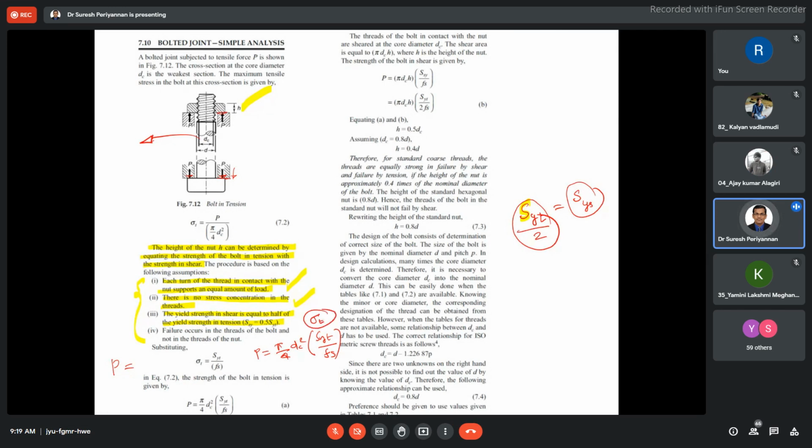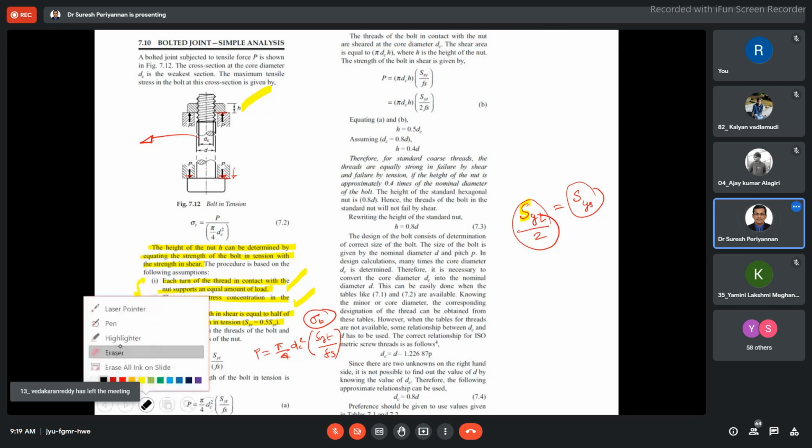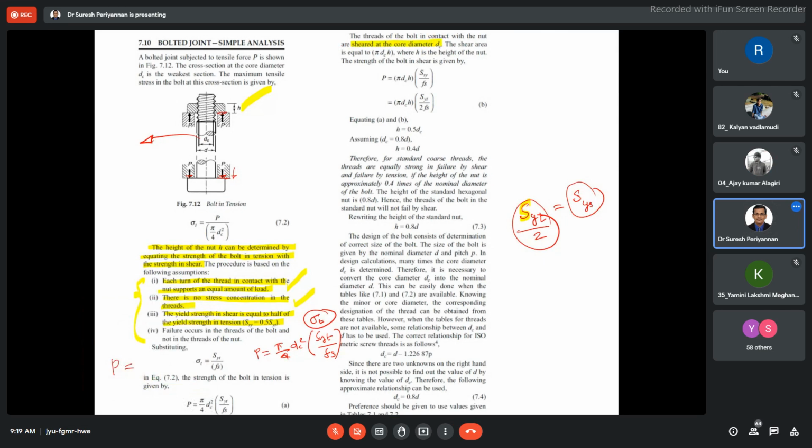Okay, now come to threads in shear. The threads of the bolt have a sheared area. Where is the shear? This region is going to be subjected to shear, the region I draw here. I think you are able to see it now. This region is going to be in shear. Hence, what is the area of this region? Pi DC, the circumference, into the height H of the nut. That is going to be the shear area. Then you apply the shear strength concept: P is equal to pi DC H into tau, where tau is the shear strength. Then tau is nothing but SYT divided by 2.